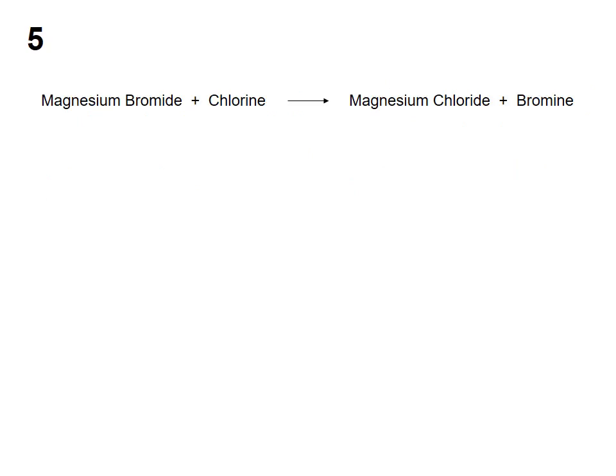On number 5, I've got magnesium bromide, so magnesium is +2, bromine is -1. Chlorine is an element, so it has no oxidation number. Magnesium chloride is +2. Chlorine in the chloride form is -1. And bromine is an element, no oxidation number. Now, one of the things we need to note, chlorine and bromine are on the diatomic 7 list. So that's going to be important when you write down their symbols.